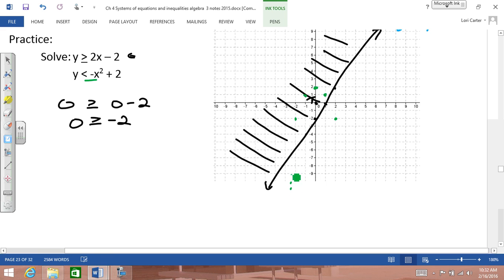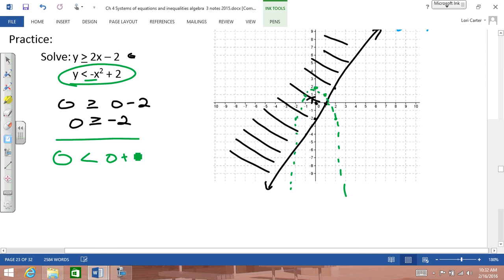Now, parabolas shade inside or outside. So when we do this, can we plug in 0, 0? Yeah, because it's not on the graph. So plug in 0, 0 here. Is 0 less than 0 plus 2? Is 0 less than 2? True, correct? Okay, the true point is inside or outside the parabola? Inside, so I'm going to shade inside.